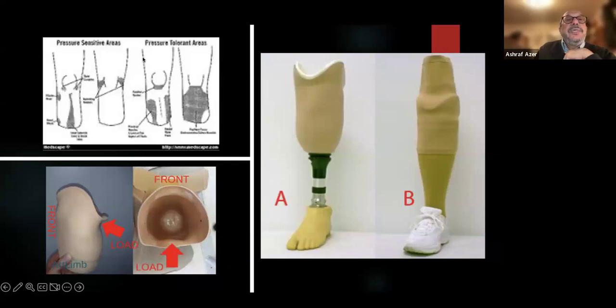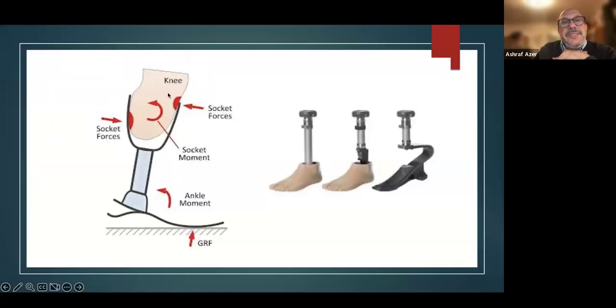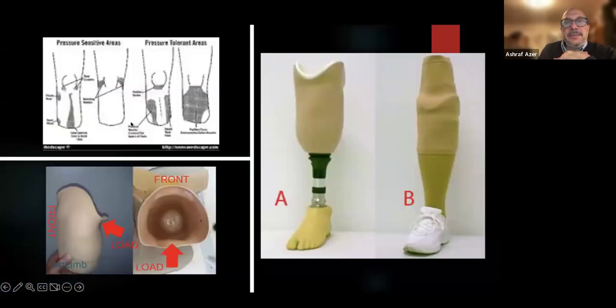So the pressure will be distributed in this way. A pressure sensitive area and a pressure tolerant area. The pressure tolerant area is the PTB, sides of the tibia and the posterior aspect. عشان كده لما نروح back هتلاقي ال PTB area هي اللي بتاخد ال pressure وال posterior aspect of the stump. Okay? طيب. How would we know the difference?